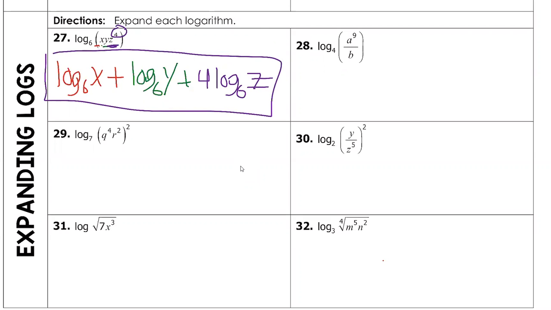If I have a power, I'm going to have a coefficient. Like if this was a y squared, I'd have a 2 in front here. Or if this was x to the third power or something, I'd have a 3 in front of my first log.